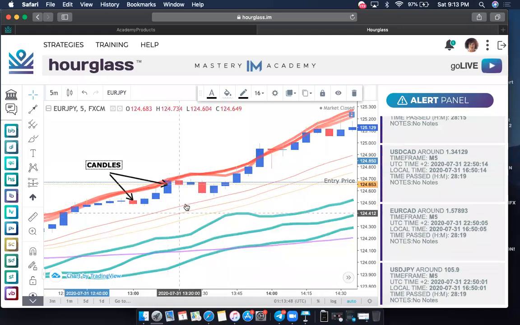So when you're looking at these candles, the red candles open at the top and close at the bottom. The blue candles open at the bottom and close at the top. Very important to know. So those are called candles.